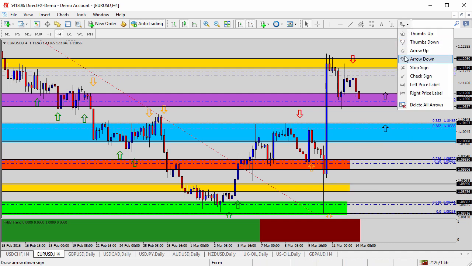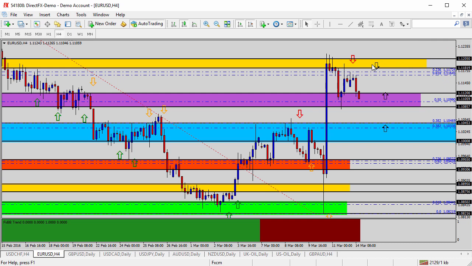Of course, the yellow shaded area is your closest resistance. That's 1.1180, 1.1200. Anything above there, we look for the continued rise for the euro dollar this week.